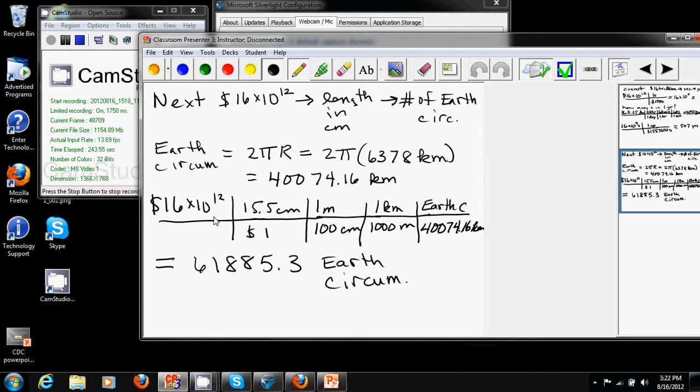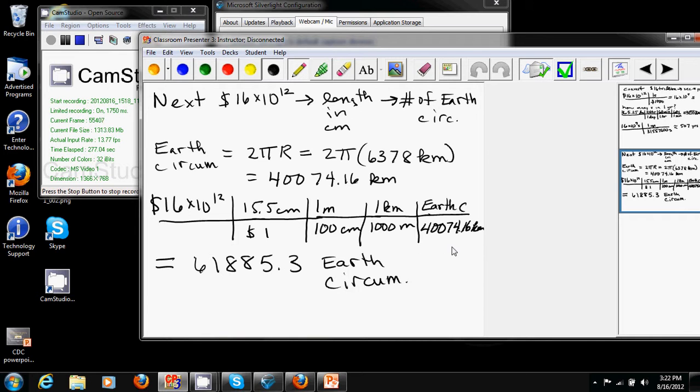Okay. Next, you're going to take that dollar amount and you want to convert it to the Earth's circumference. So I've set up my little matrix here. First, I'm going to convert from dollars to a length. So I cancel out dollars and I leave length on the top, 15.5 centimeters, which was the length of a $1 bill. Now that I have the length in centimeters, I need to convert it to kilometers because that's what my Earth's circumference dimension is, kilometers, not centimeters. So I'm going to convert first from centimeters to meters and then meters to kilometers. So you can see how I do that.